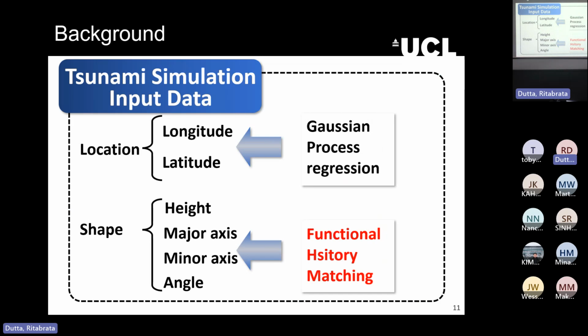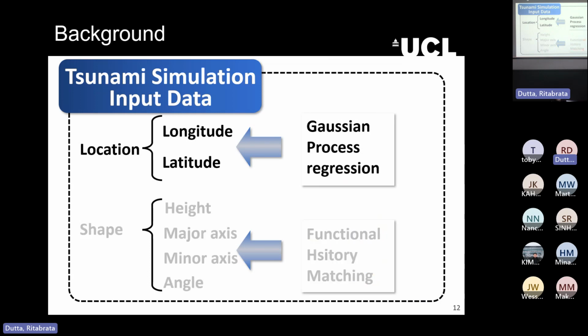Firstly, in the case of the tsunami simulation, it's necessary to input the location and the shape of the initial tsunami. The location means the tsunami source location, so latitude and longitude. I use the Gaussian process regression. And the main part is the shape of the initial tsunami: height, major axis, minor axis, and angles. To solve these problems, functional history matching can be applied.